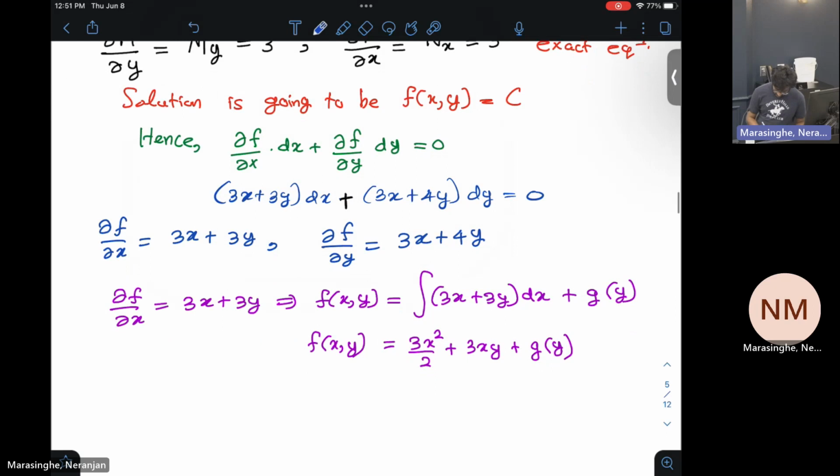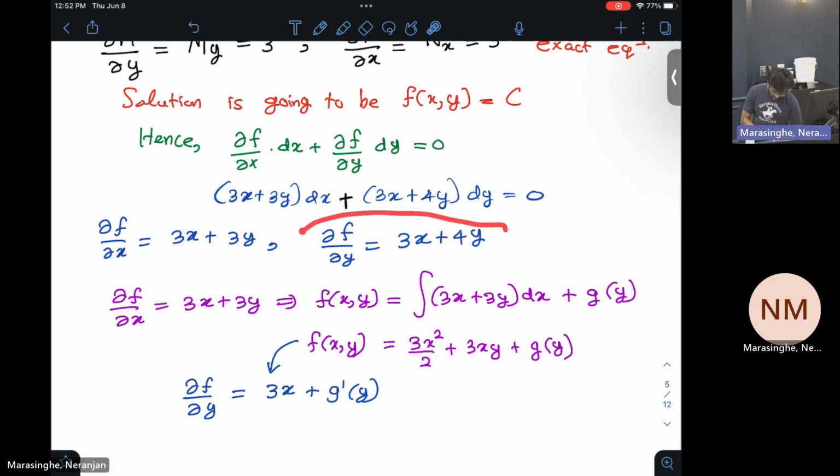Okay. So now I know f(x,y). So what is ∂f/∂y? That is equal to 3x plus g'(y). Okay. By using this expression for f(x,y), I took the partial derivative with respect to y. But on the other hand, I know that ∂f/∂y equals this quantity. So this is ∂f/∂y.